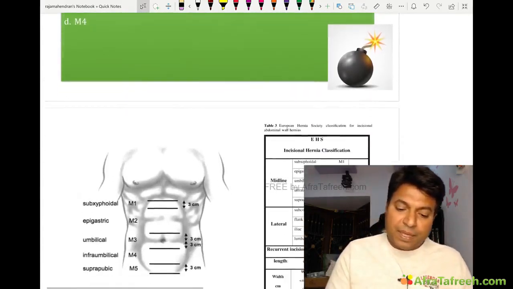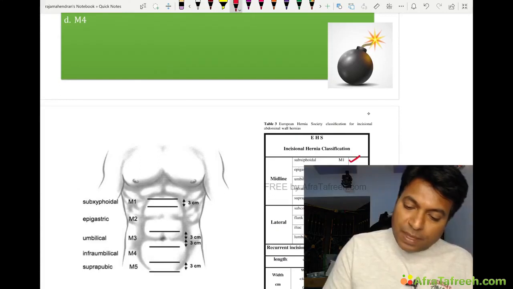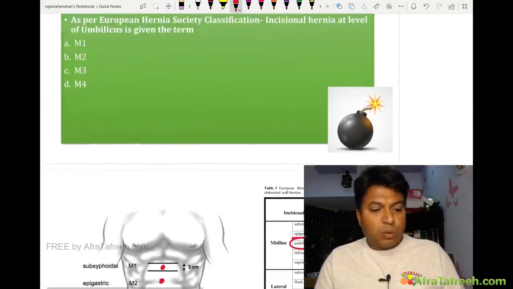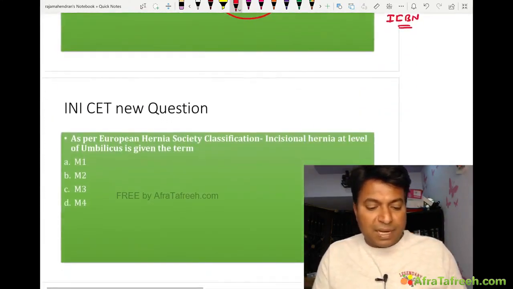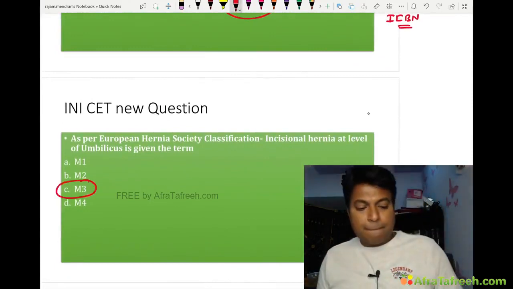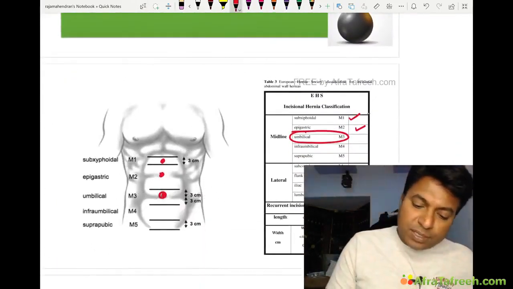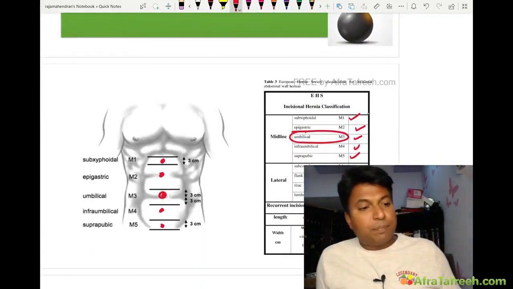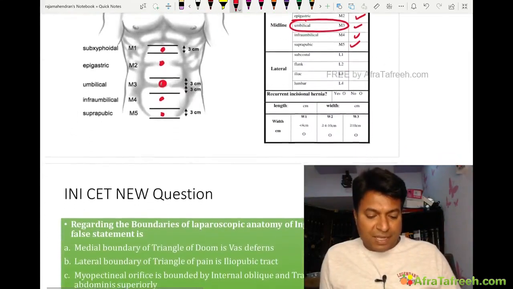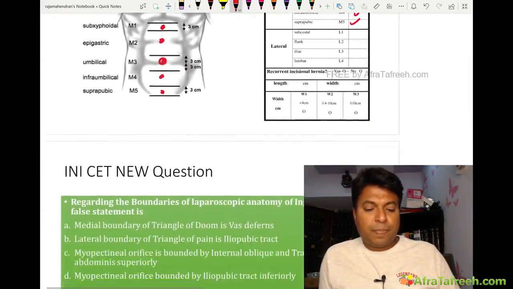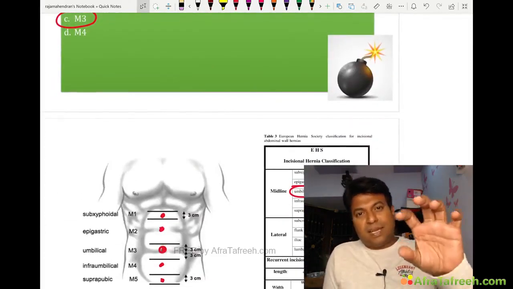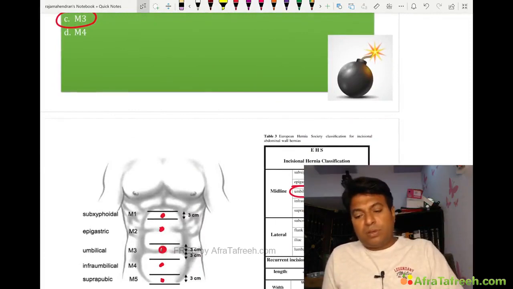You should remember M1 is for xiphisternum. Epigastric hernia is M2 here. M1, M2. Umbilical is M3. That is the question asked. So please remember the question is asking on umbilical. Umbilical is M3. M4 is infraumbilical. M5 is suprapubic. M1, M2, M3, M4, M5. So M3 is umbilical. Okay. So this question is a new question. So just remember umbilicus is 3, above 1 and 2, below 4 and 5.